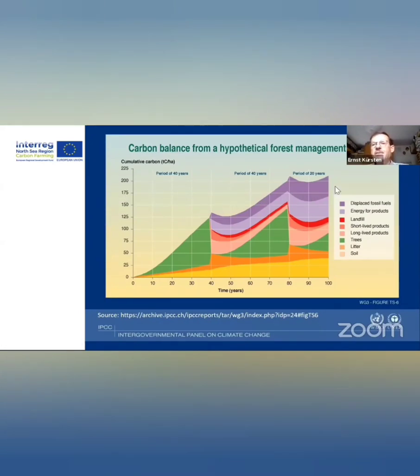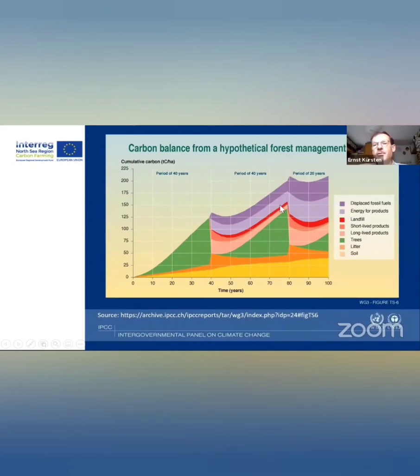So if you cut these trees, you have long-lived products, as I mentioned earlier, like buildings and furniture, and you have short-lived products. Depending on the lifespan, it will be decomposed or burned or whatever after a shorter or longer time. So the short-life products will disappear, or the carbon will go back to the atmosphere relatively soon. And long-life products, it takes longer. And landfill, whatever comes to the landfill will stay there for some time or become decomposed to methane or whatever.